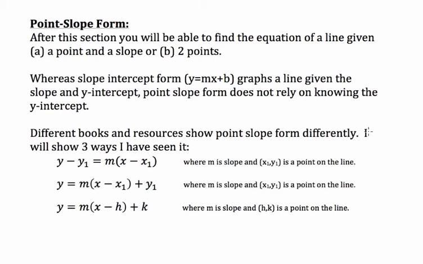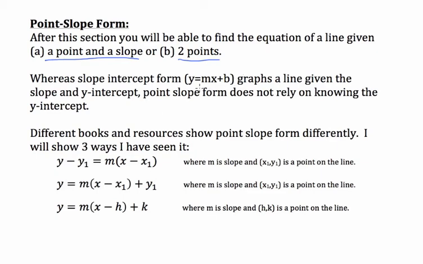Now we'll talk about point-slope form. After this section, you will be able to find the equation of a line two different ways, given a point and a slope, or just 2 points, and you'll have to figure out the slope.